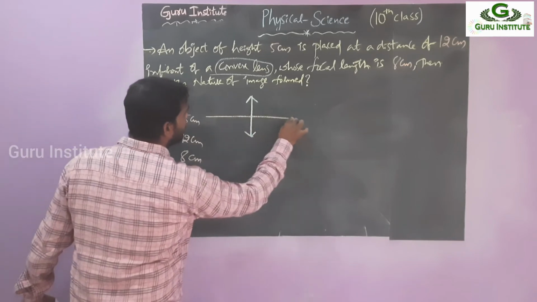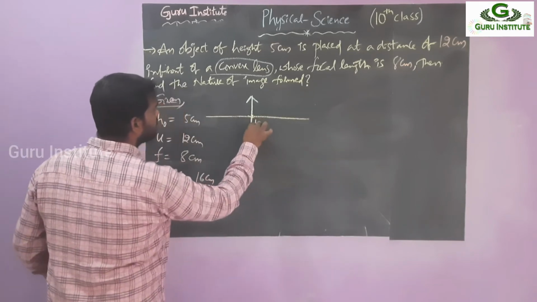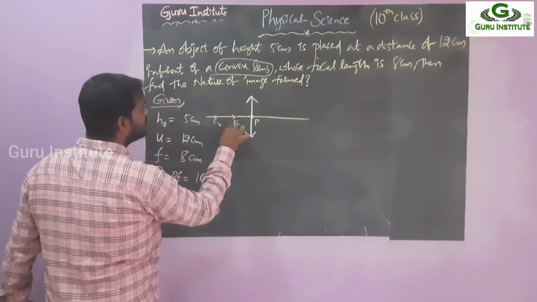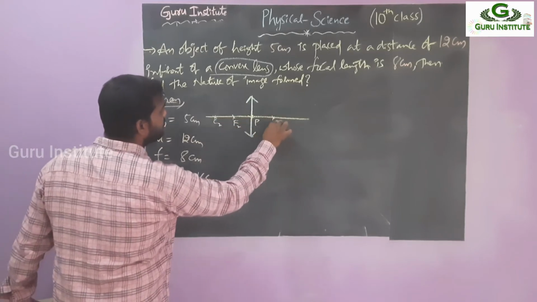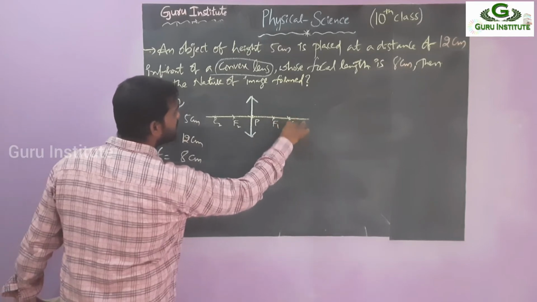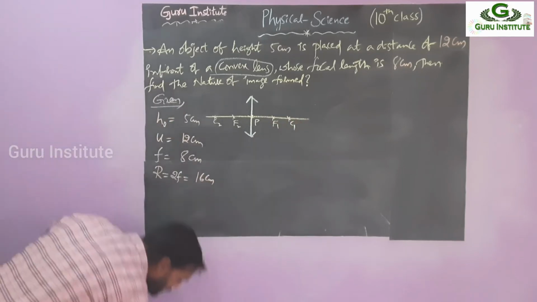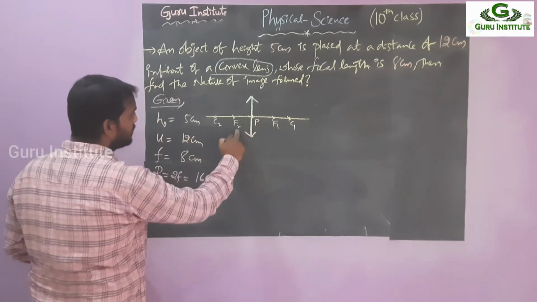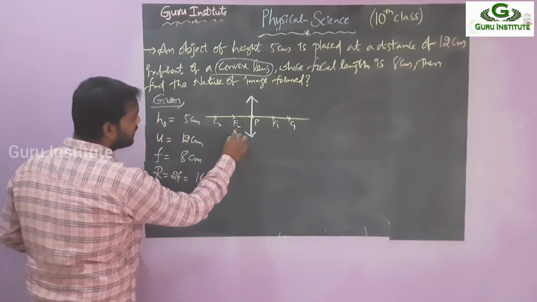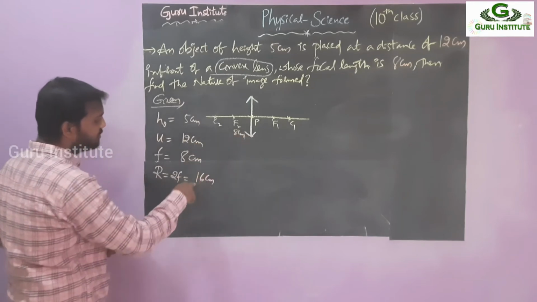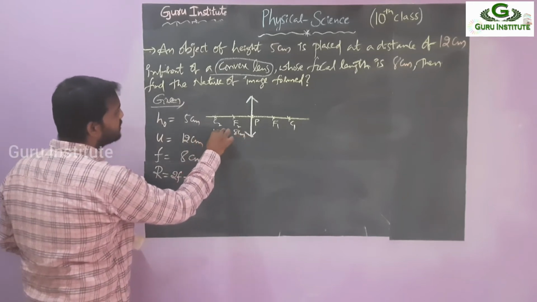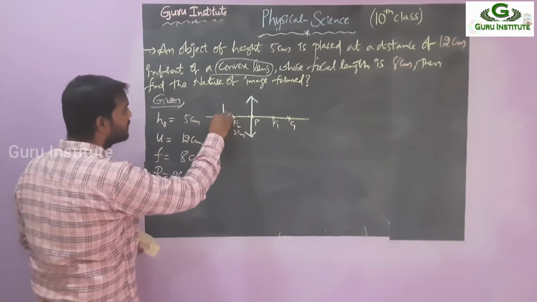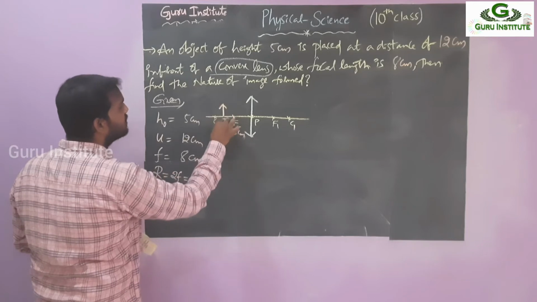This is the principal axis. Pole, focus, center of curvature: C2, F2, F1, C1. Next, where is the object placed? This is 0. This is the 8 centimeter position. This C is the 16 centimeter position. The object is placed at 12 centimeters, so here, in between 8 and 16. So this is the object.